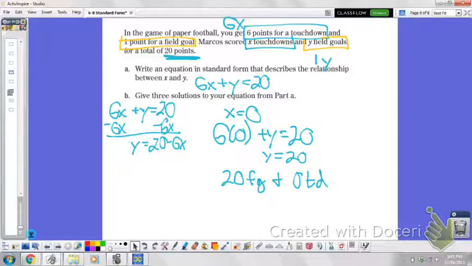So if I substitute the number of touchdowns, it'll tell me how many field goals I will also have. So say I make x equals 1, so we have 1 touchdown. Well, then I have y is equal to 20 minus 6 times 1, which will just be 14. So I can have 1 touchdown and 14 field goals. So I could keep doing that for almost any whole number as long as I keep my 6 times that number less than 20. So you can find your third one by doing that.